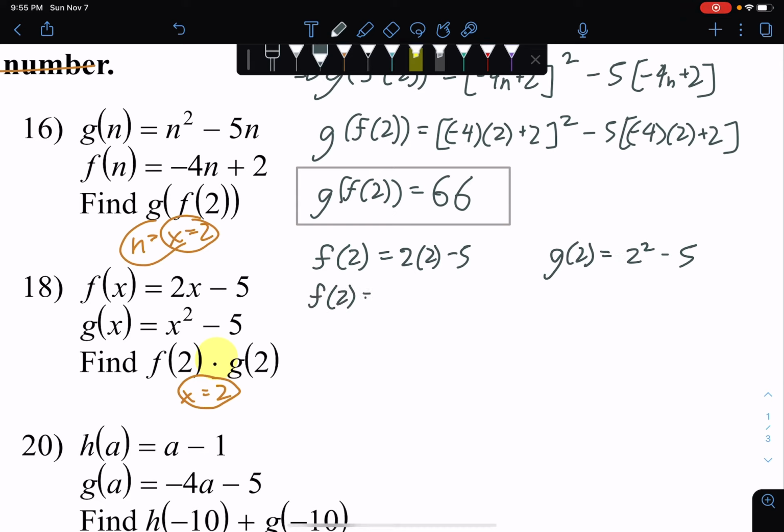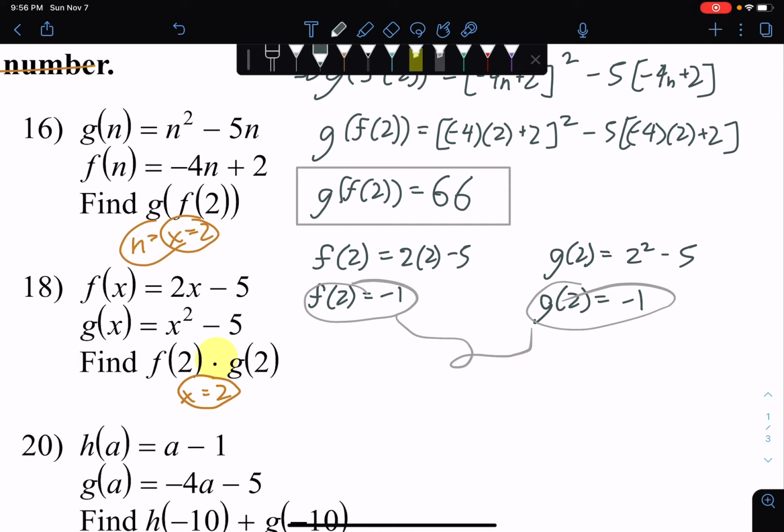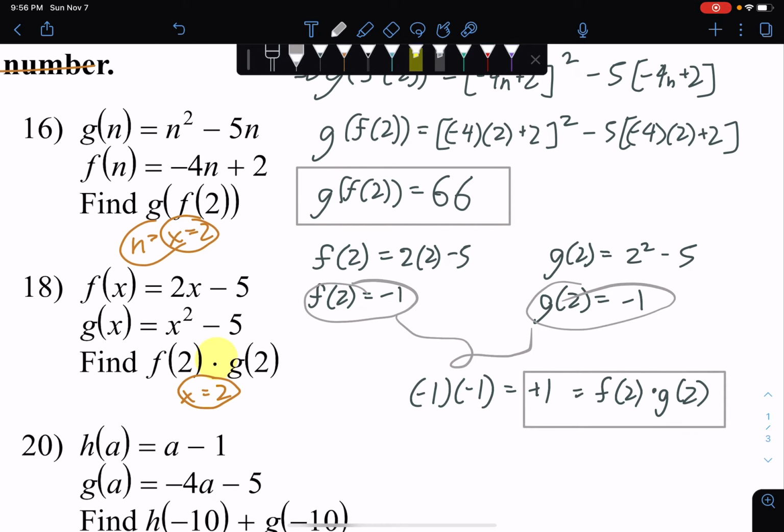So f of 2 is equivalent to 4 minus 5, negative 1. Our g of 2 is equivalent to 4 minus 5, which is also negative 1. Probably a coincidence, maybe not. Can't be too sure. So f of 2 times g of 2 is negative 1 times negative 1, which is positive 1, which is what is being asked to find.